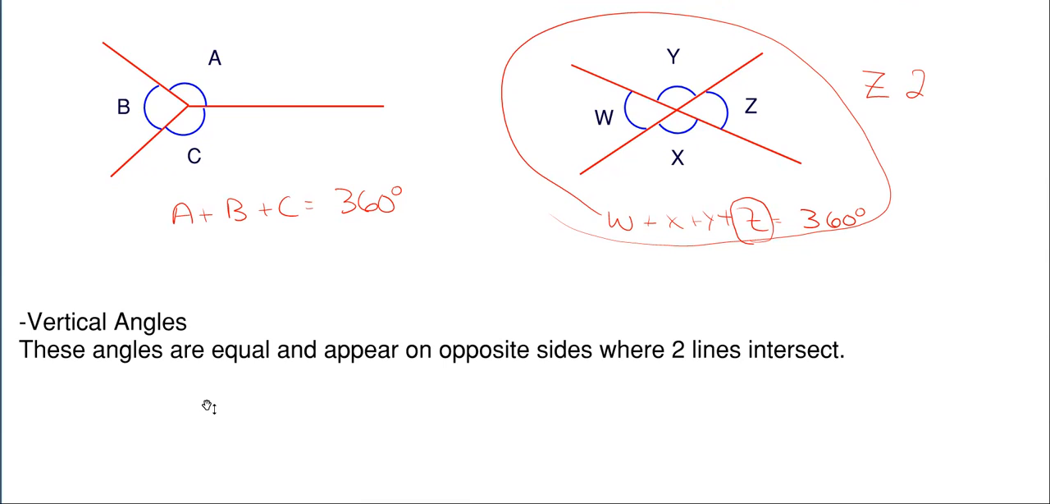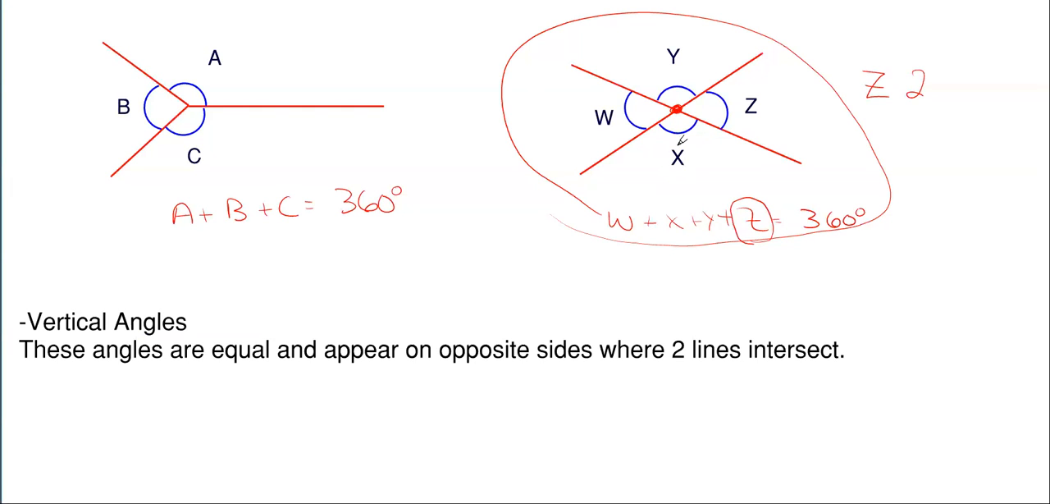So sometimes vertical angles are called opposite angles. Even though they're not technically opposite, they're equal to one another. So that's why we usually call them vertical angles, but you may hear them called the opposite angles, even though they are equal in value. So what this means is that whenever you have a picture like this with 2 lines intersecting, the angles that are in the opposite portions will be equal to one another.